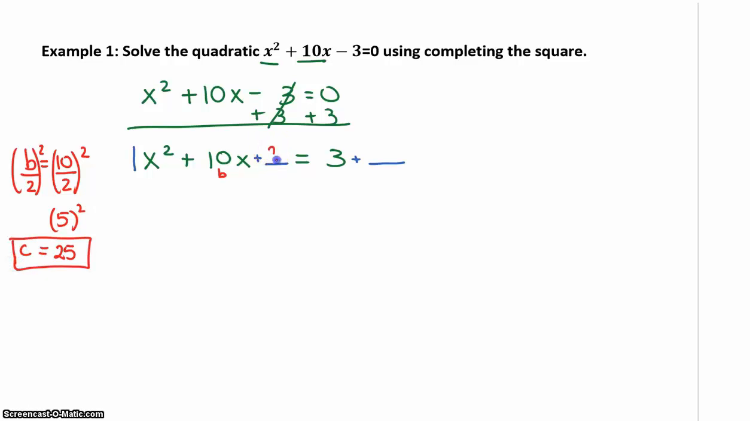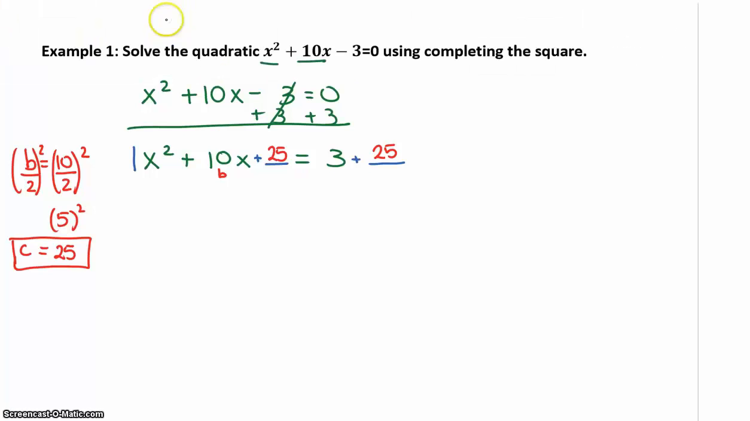C values are the blanks that we just put here. So if I'm adding 25 on one side, I'm going to go ahead and add 25 on the other side. Now, if you're wondering what just happened, be patient with me as we do more of these problems. It'll start to make sense.